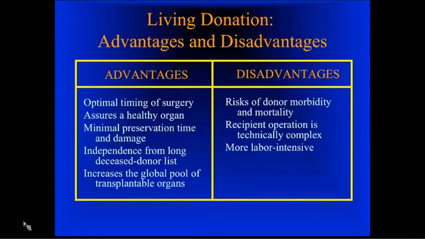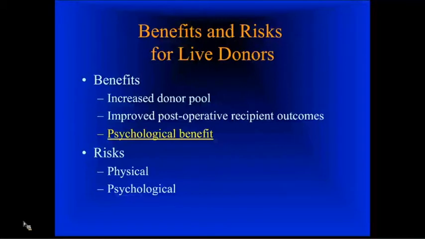Disadvantages of live donor transplant would be the inherent risk of morbidity and potential mortality to the donor. And the recipient operation is very technically complex because of the presence of portal hypertension, for example, intra-abdominal varices, and if the recipient has had previous abdominal surgeries, we see adhesions also. So adhesions and intra-abdominal varices are never a good combination for the surgeon. Also more labor intensive in terms of the surgery, not so much for the recipient, but for the donor. So again, more pros and cons for the live donor himself or herself.